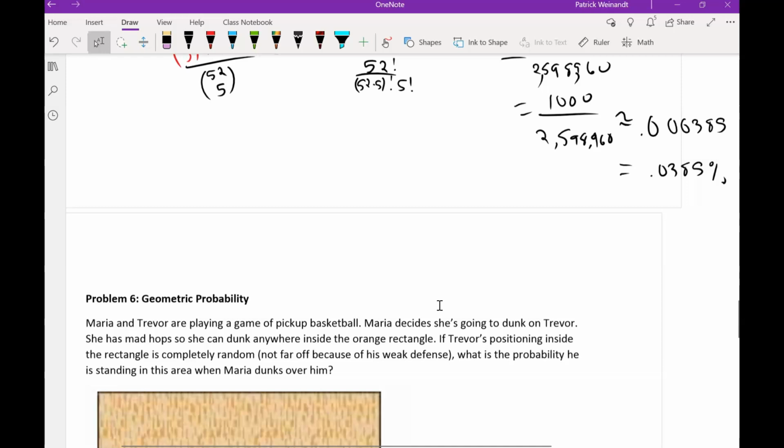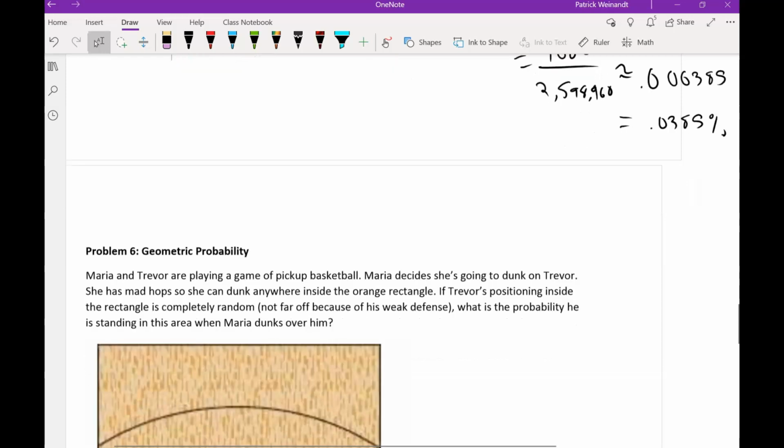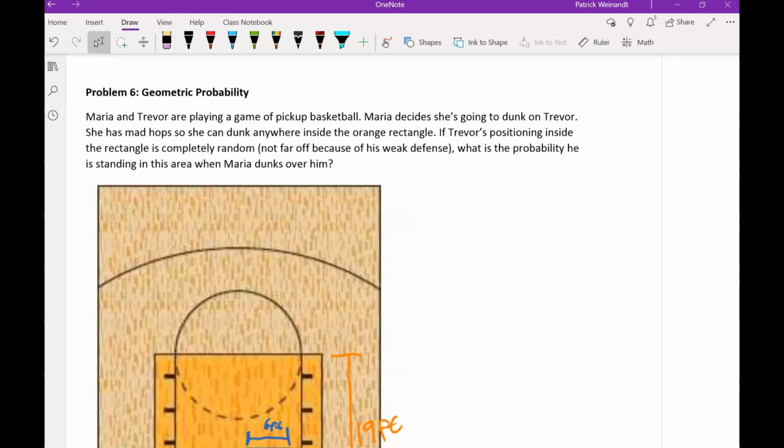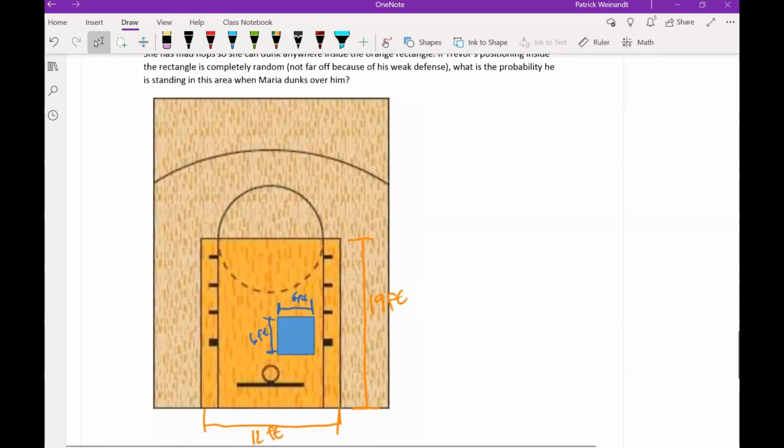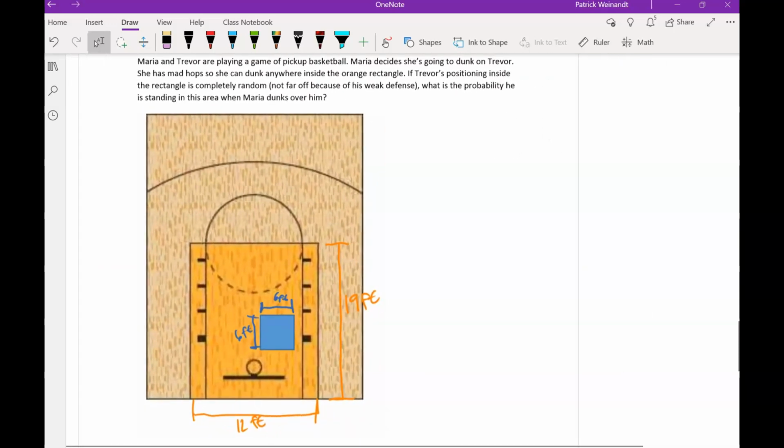So our last thing we want to talk about is geometric probability. So 2 friends, Maria and Trevor, are playing basketball. Now Maria decides she's going to dunk on Trevor. She has mad hops, so she can dunk anywhere inside this orange rectangle with the labeled dimensions. If Trevor's positioning inside this orange rectangle, the paint, is completely random, which might not be far off because he's terrible at defense, what is the probability he is standing inside that blue area when Maria dunks over him?